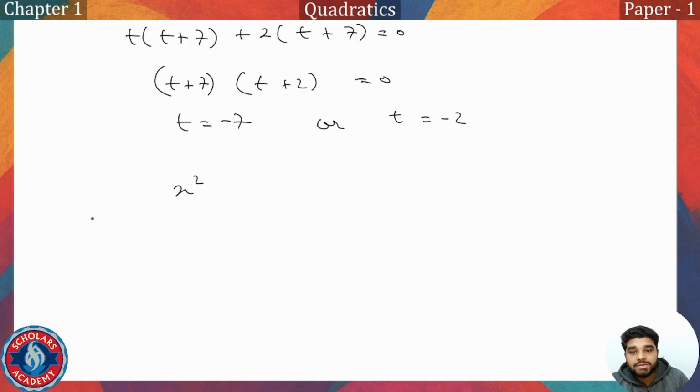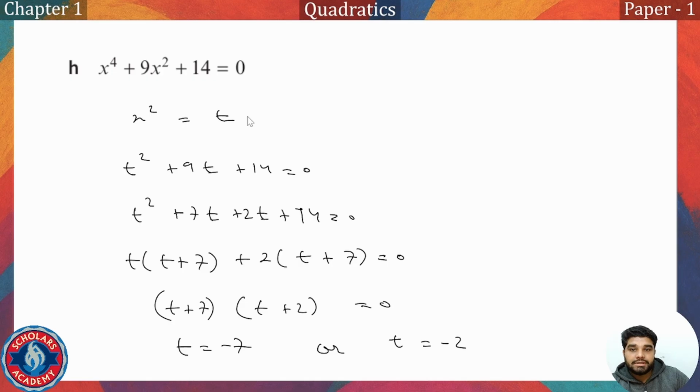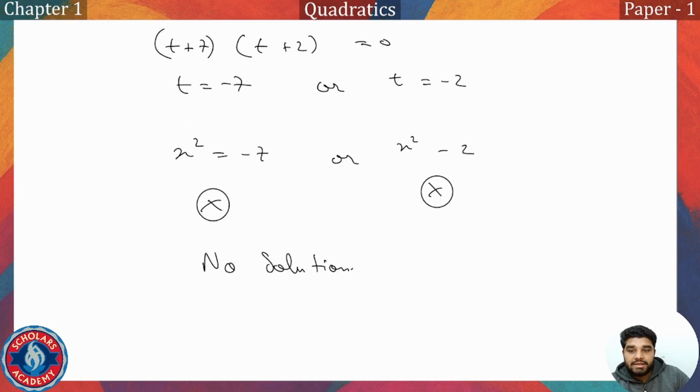But x square is t, so x square is negative 7, not possible, or x square is negative 2, not possible. So for this equation, not quadratic equation, for this equation there is no solution. All right, I hope it is clear. Let's move to the next part.